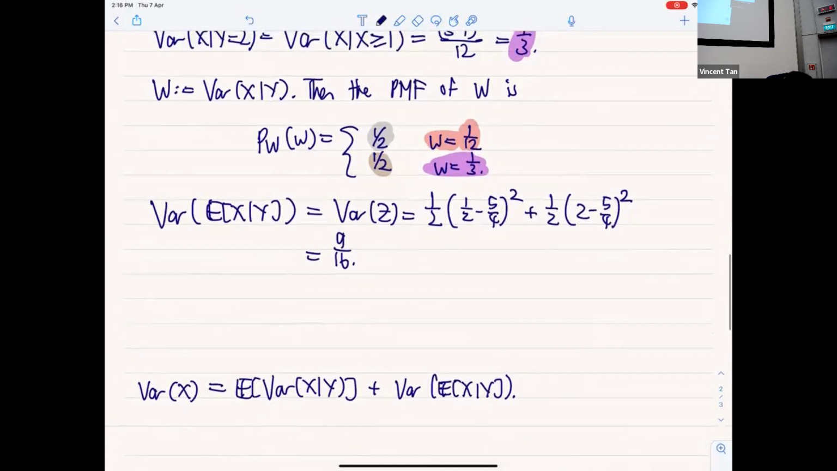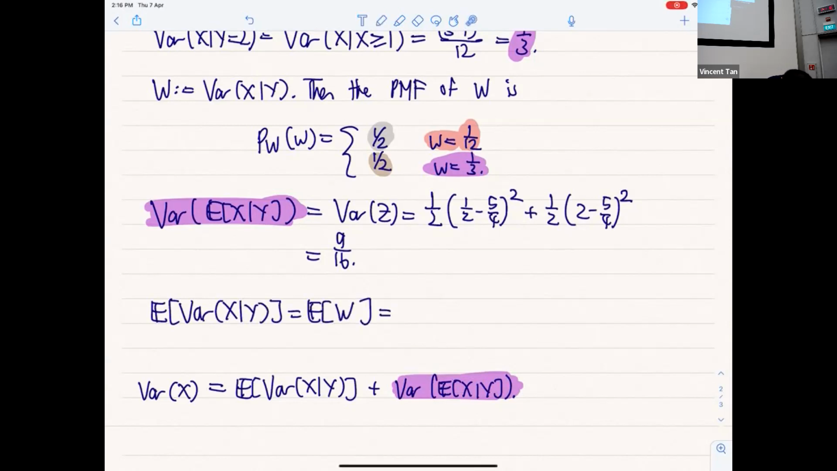Now I've tackled this part here, which I have computed to be this part in purple. We have another part to tackle, which is the first part: the expectation of the variance random variable, x given y. But that's nothing but the expectation over w, which is this particular random variable. So just take the expectation of this PMF. How difficult is it? Half times 1 over 12 plus half times 1 over 3. That's the expectation of w, and after you're said and done, this is 5 over 24.